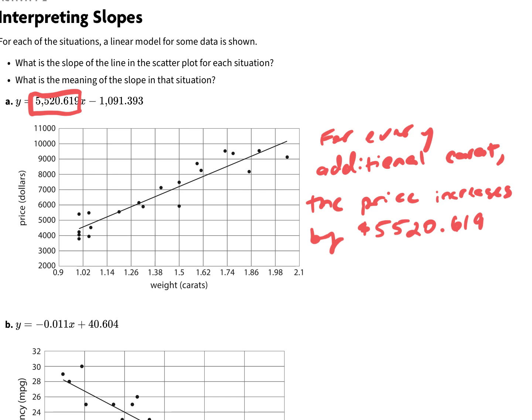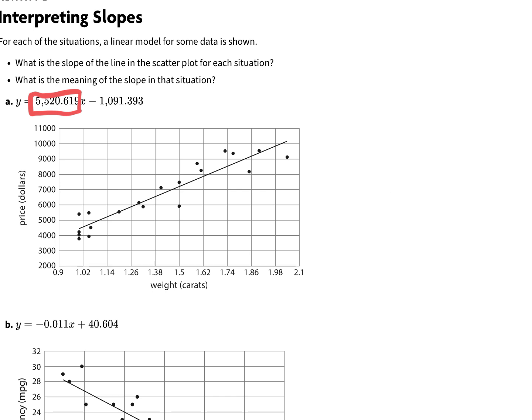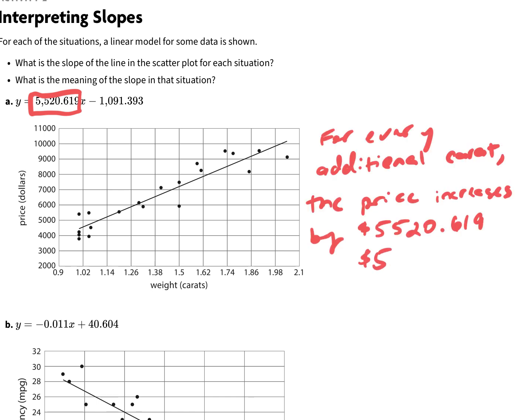Again, weird dollar amount, but sometimes you can get into partial pennies as well. And that makes sense, right? Diamonds are very expensive. So it would make sense that a carat would increase the price by that amount. You could have even just rounded that to $5,521 if you wanted to.